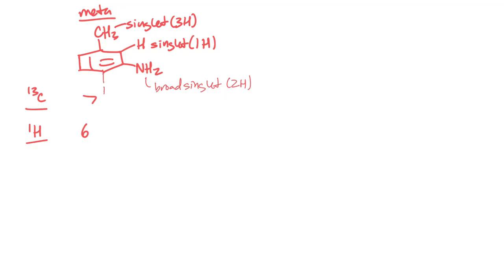So now we're down to this hydrogen here. How many neighbors does that have? It has one. So we apply the n+1 rule. So this will be a doublet with a ratio of 1 hydrogen.